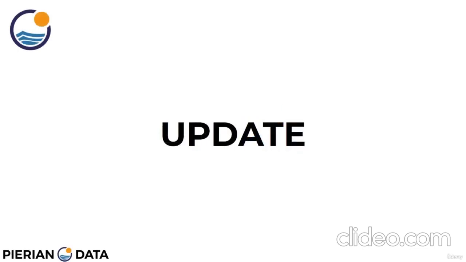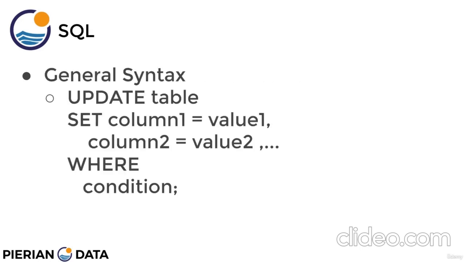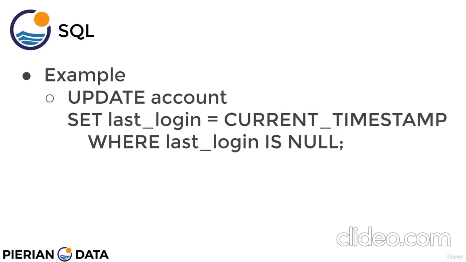Welcome back, everyone, to this lecture on the update keyword. The update keyword allows for the changing of values of the columns in a table. The general syntax is as follows. We say update, then what table we want to update, and then we can say set column equal to some apparent value that we've chosen for that column. And then we can also specify conditions for where the update should occur. So let's show you an example.